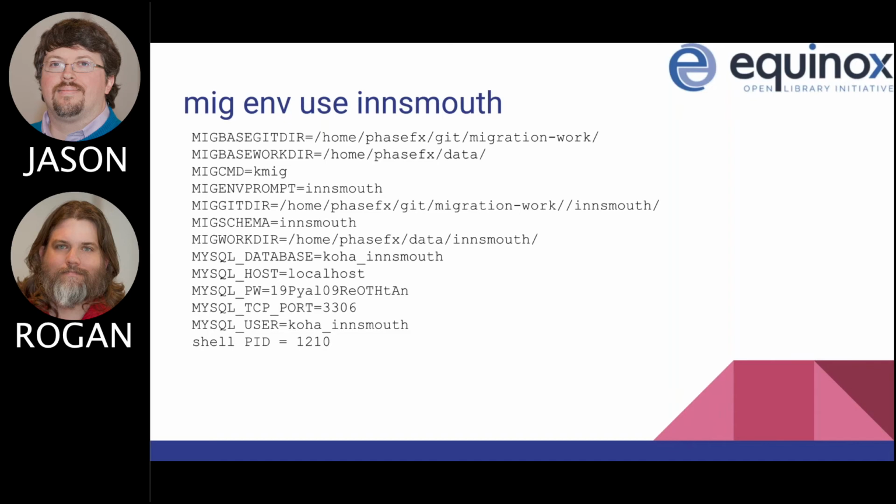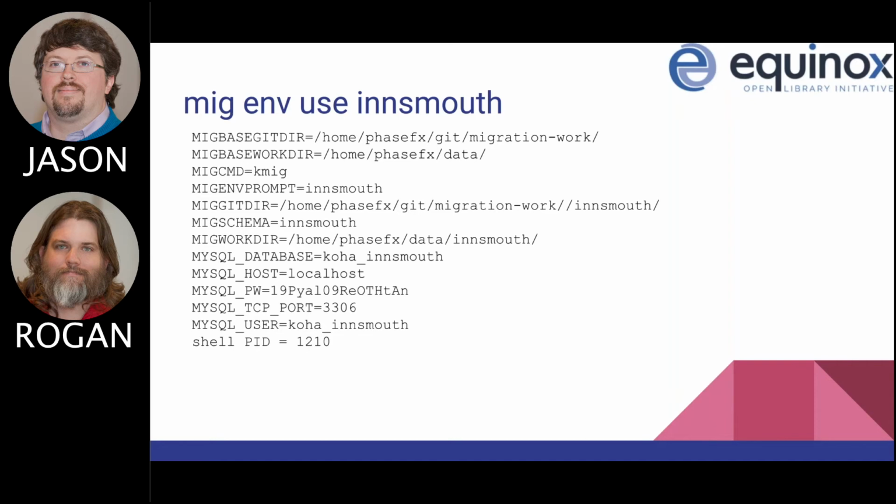Environment use is obvious. After you've created your environment, you want to actually use it. And these are going to be the system environment variables that it creates. Some of these are used by K-Mig directly. Actually, all of them are used by K-Mig in one way or another. And you see down there a shell process ID. That's because it's going to, of course, create a shell for you to do this in.